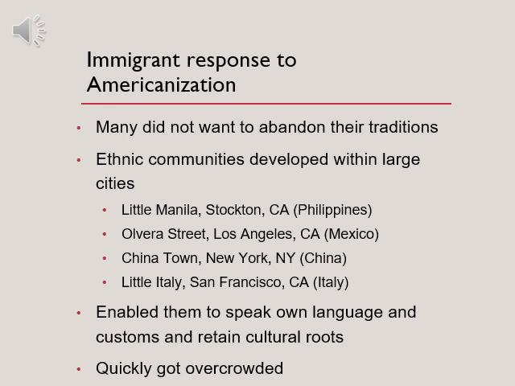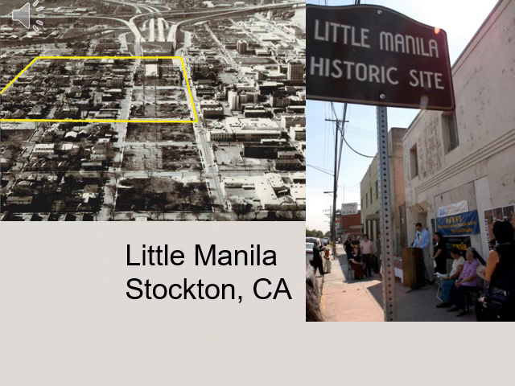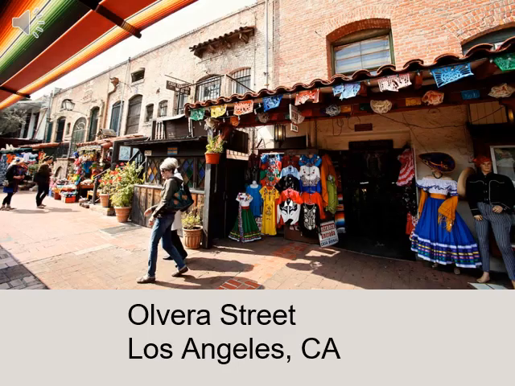But, as with most cities during the Industrial Revolution, these urban and ethnic communities quickly got overcrowded. Photos and a map location of Little Manila in Stockton, California. Photos of Olvera Street in Los Angeles, California, just 2 blocks south of LA's Chinatown and about a half mile from Dodger Stadium.